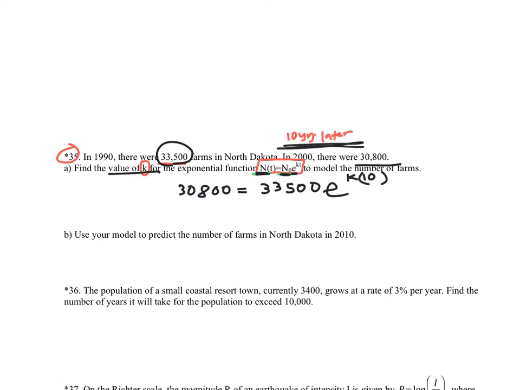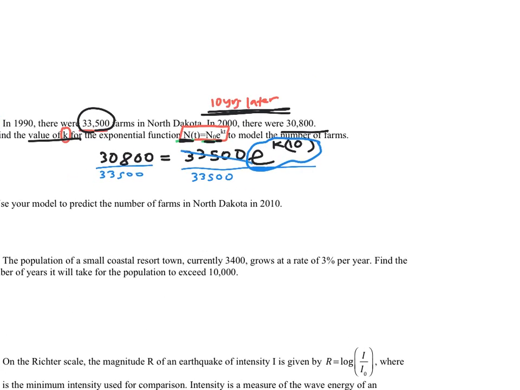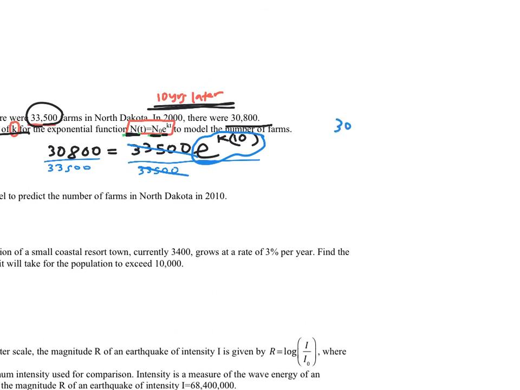Okay, so we have to solve for the value of k. Again, this is an exponential equation type of question. I want to get the base raised to the power, this part, by itself, and then I take the log of both sides and solve. So my first step would be to divide both sides by 33,500. So I get 30,800 divided by 33,500 is equal to e to the k times 10, or I'll just read it as 10k.